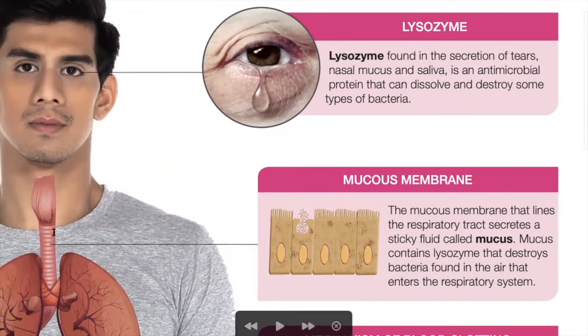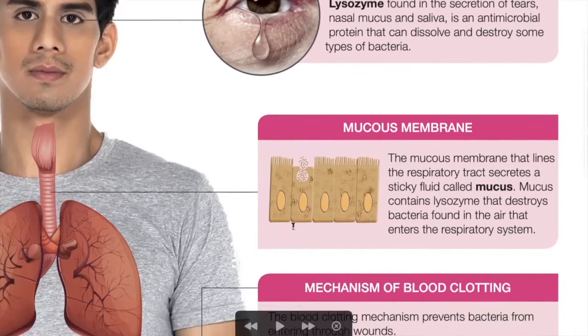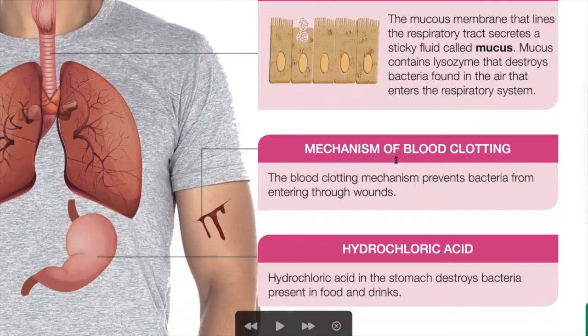So here in trachea or respiratory tract, there is a membrane that will produce mucus. So what is in the mucus? There is lysozyme to kill the bacteria found in the air that enters our respiratory system. So when we breathe the air, we never know what is the content inside the air. So the mucous membrane will produce mucus that contains lysozyme to kill any bacteria or pathogen present in the air.